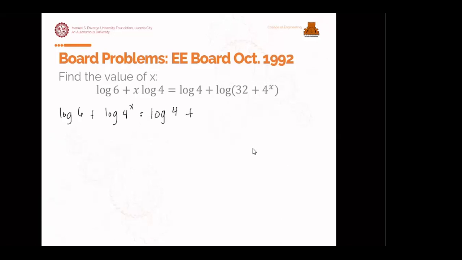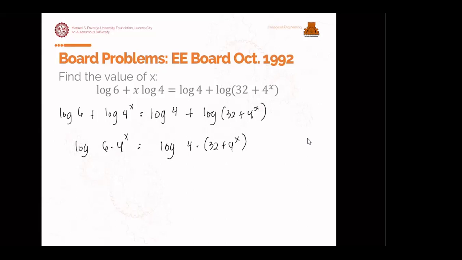log 4 plus, ito hindi siya pwede paghiwalayin, no? Kasi naka-plus siya, dapat naka-multiply lang para pwede natin paghiwalayin. Okay? So, avoid that mistake. So, we can use this log 32 plus 4x. Okay? Then, since ito naka-add siya, log siya parehas. So, log of 6 times 4x. Tapos, ito yung pwede natin pagsamahin, no? So, pag pinagsama natin yan, we can use log 4 times 32 plus 4x.